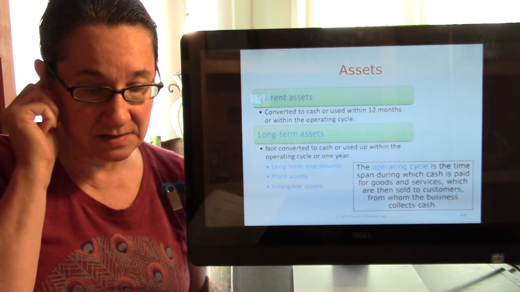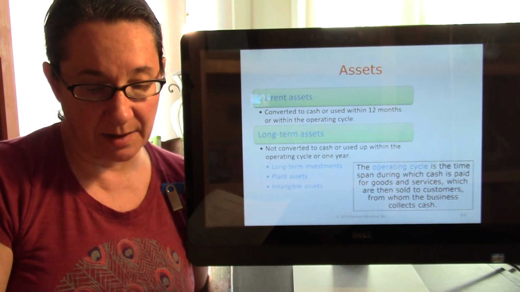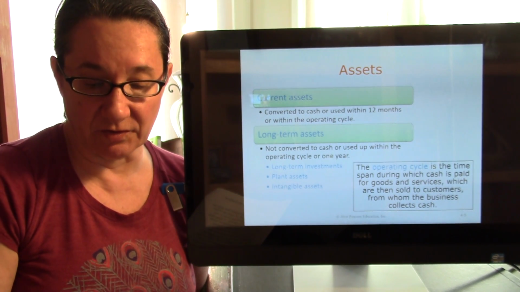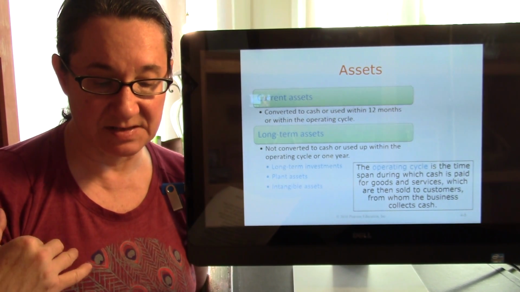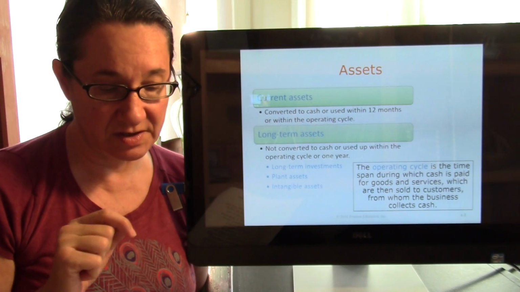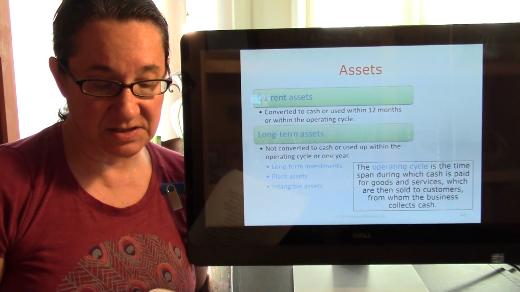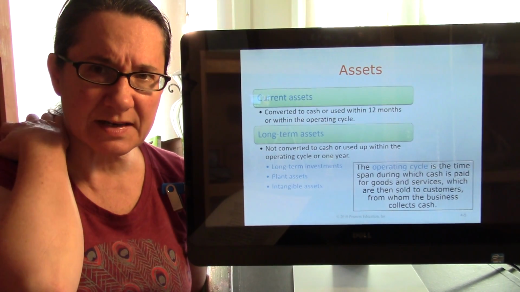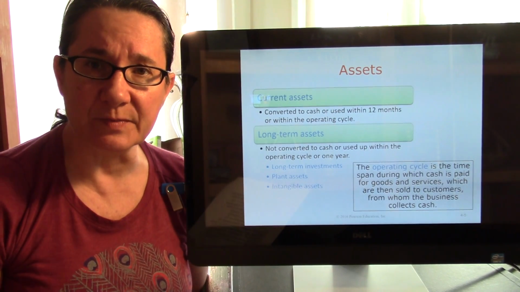Long-term assets are assets that will not be converted to cash or used up within the business operating cycle, or 1 year, whichever is greater. A long-term investment is an investment in bonds, which are debt securities, or stocks, equity securities in which the company intends to hold the investment for longer than 1 year. So companies can buy stocks and bonds in other companies, and they hold those as investments sometimes.